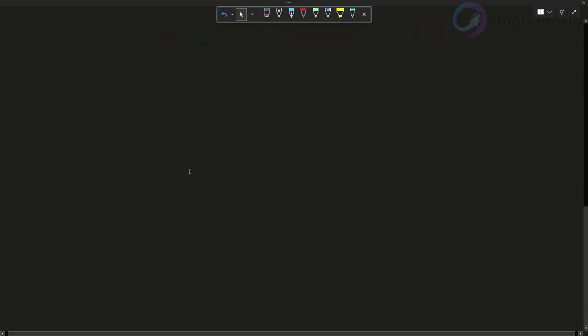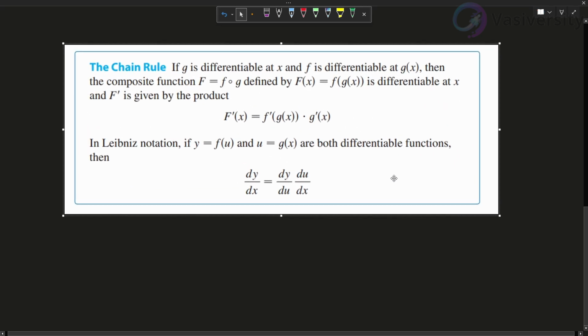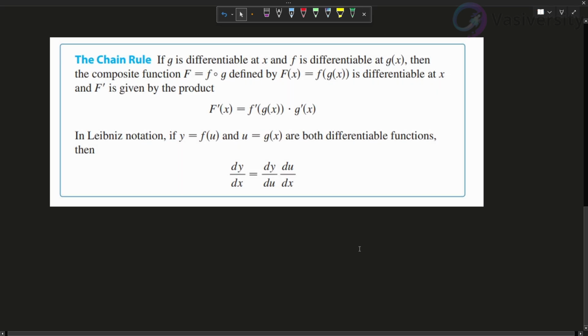The chain rule says that if g is differentiable at x and f is differentiable at g of x, then the composite function capital F, equal to f composed with g, defined as F of x equals f of g of x, is differentiable at x, and F prime is given by the product. This is the formula which we just showed and demonstrated with a line. In Leibniz notation, we would use it like this.